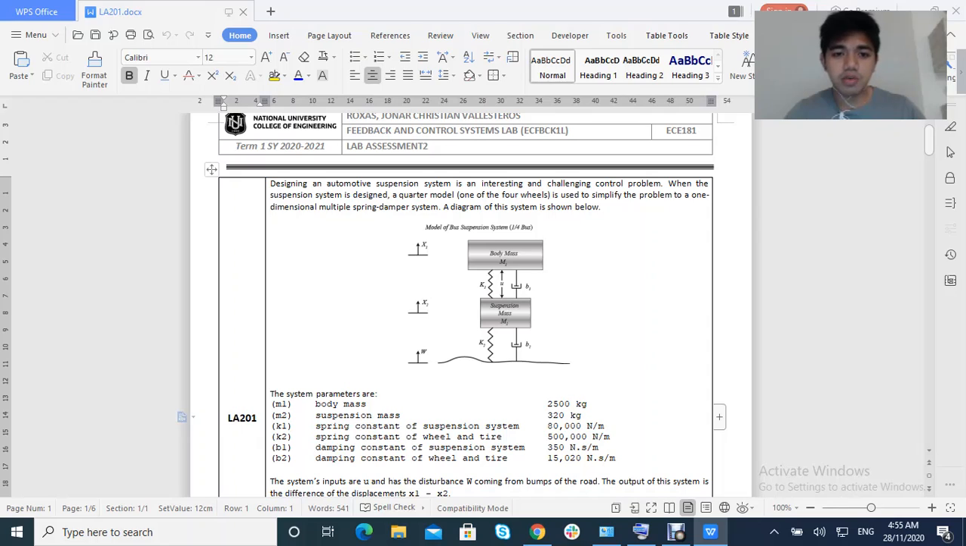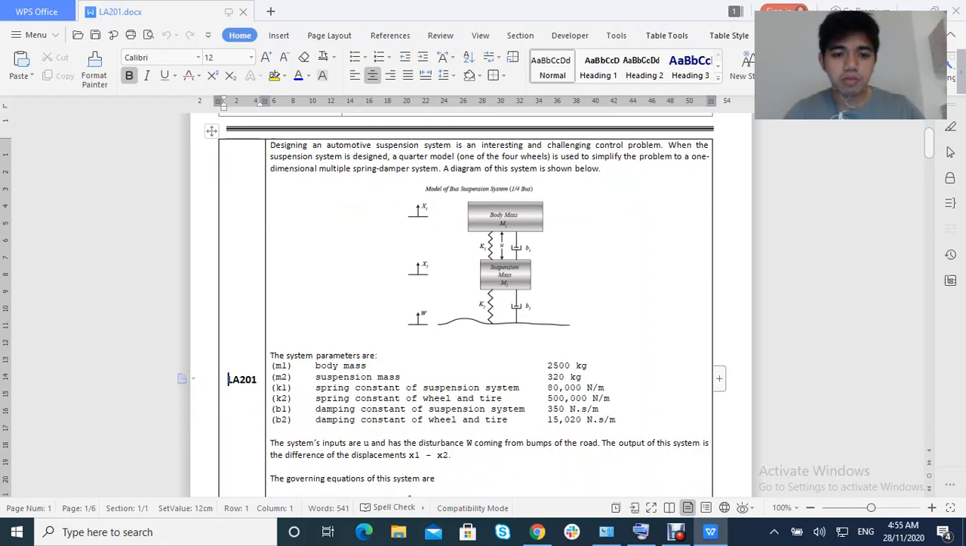As you can see, we have the following given: X1 and the W, K1, K2, the body mass M1, the suspension mass M2, B1 and B2. The system parameters are: M1 would be the body mass, which is 2,500 kilograms. M2 would be the suspension mass, which is 320 kilograms.